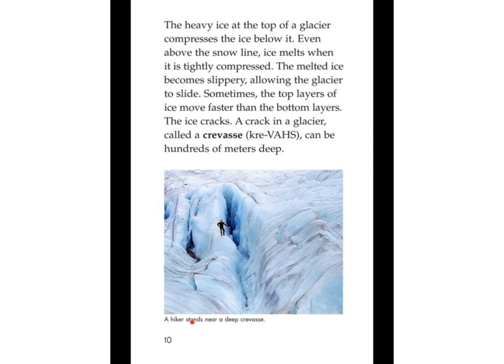Curious, do you remember we saw the word hiker recently? So again, hiking is walking on territory that is not easy to walk. Clearly, a glacier is not easy to walk on.